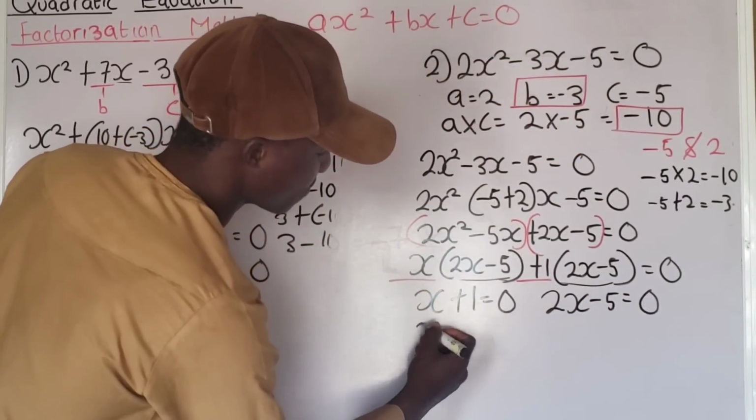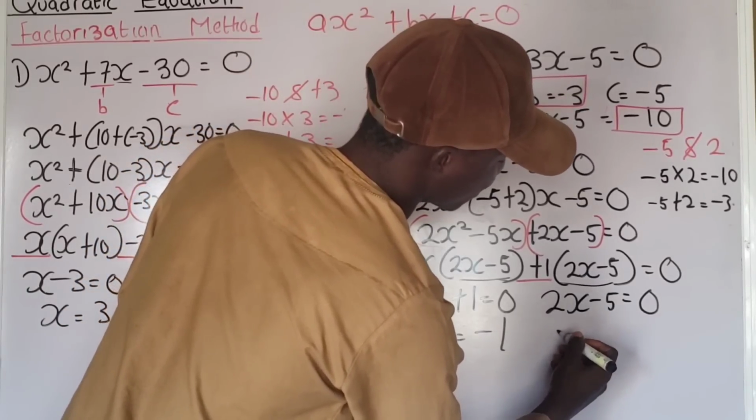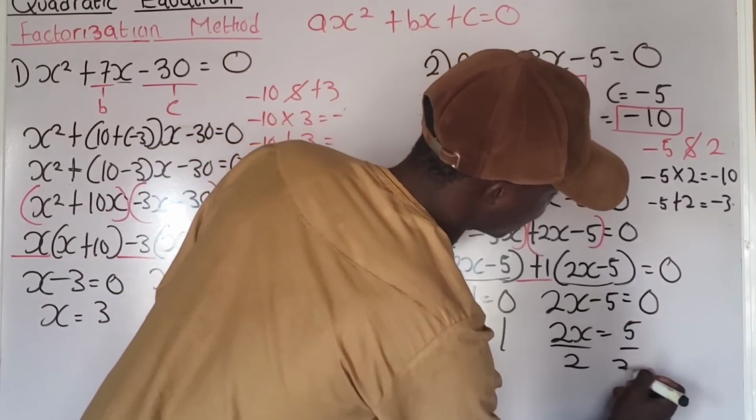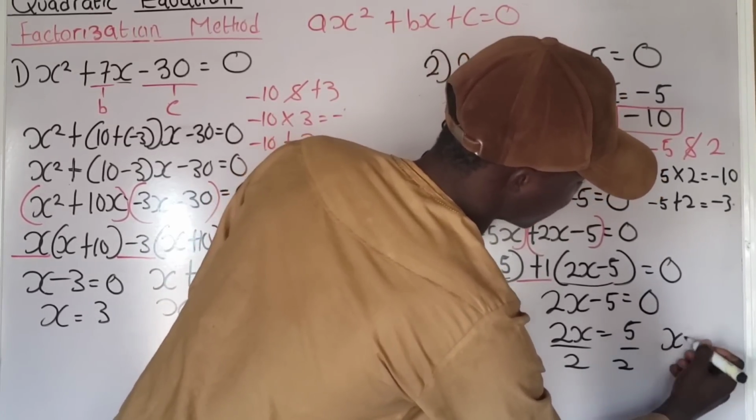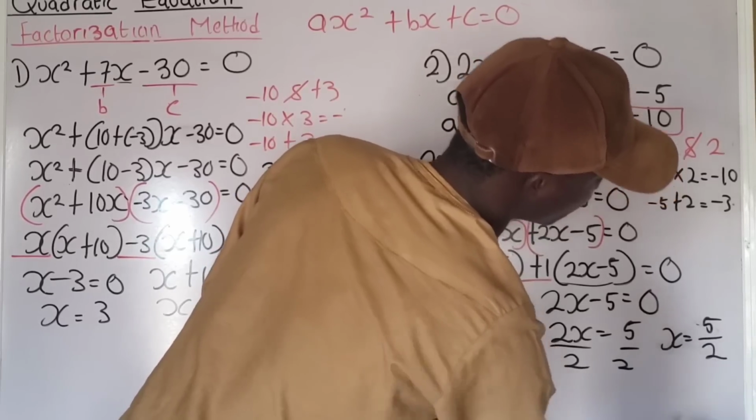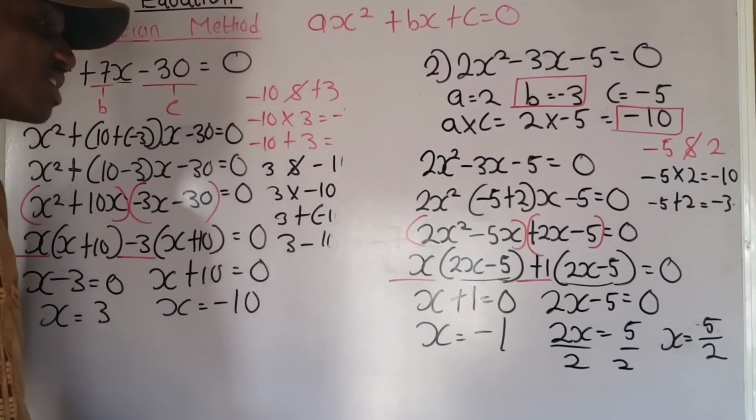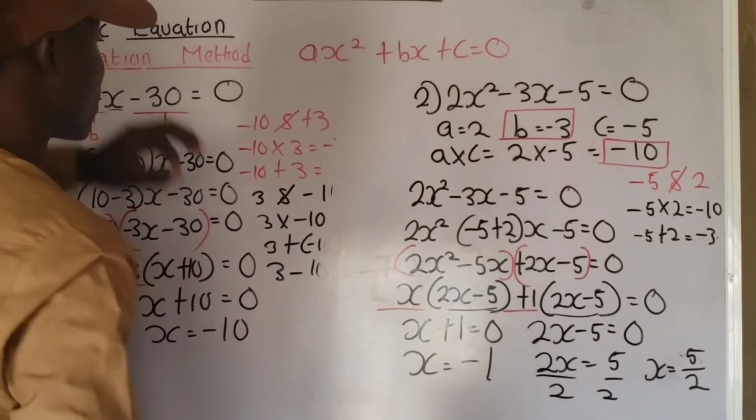So here I'm going to have x equals to negative 1, and here I'm going to have 2x equals to 5, and x will be equals to what? X equals to, okay, 5 over 2, sorry, 5 all over 2. You can see how simplified the question is. So that is how to solve a quadratic equation using the factorization method.